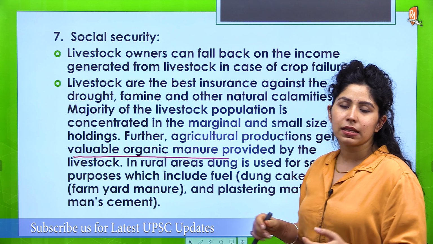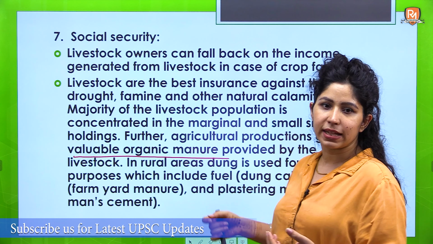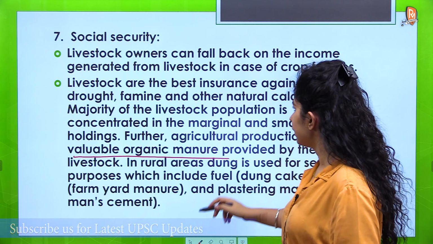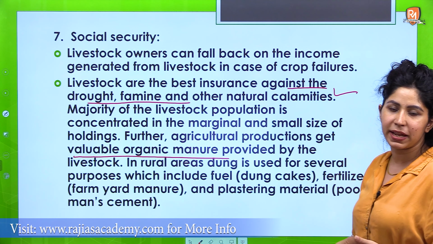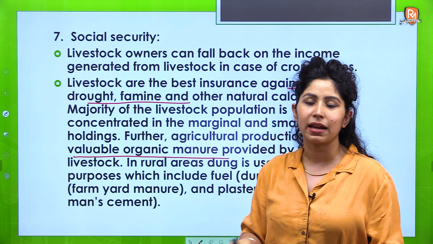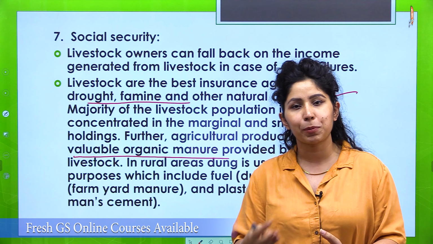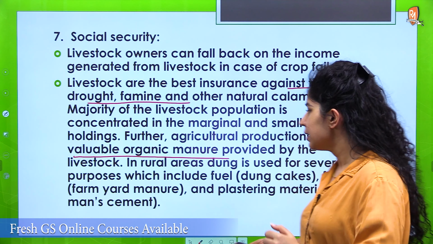The next one is about natural disasters. Just like, if a drought or famine occurs or any natural calamity takes place, livestock can be saved, these animals can be saved, and their products can be used for generating a stable income.